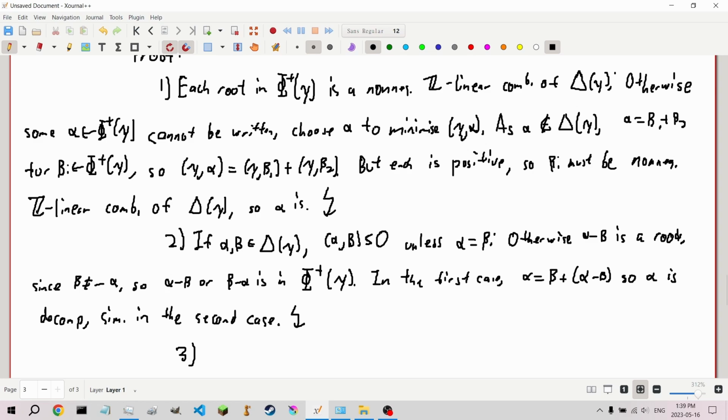Part 3 states that delta of gamma is linearly independent.